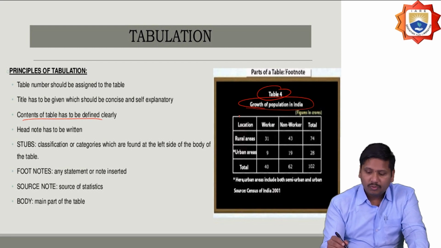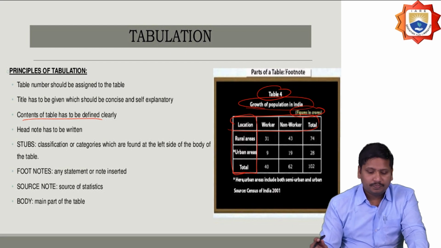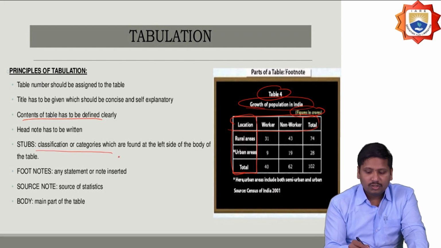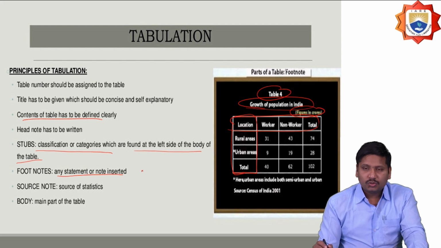Whenever I represent it, what the header and the rows represent should be properly mentioned, the units should be clearly specified, and a head note is to be written. The stubs are the classifications found on the left side of the body. Footnotes are any statements noted in the structure. Source note means the source of the statistics, and body means the main part of the table.